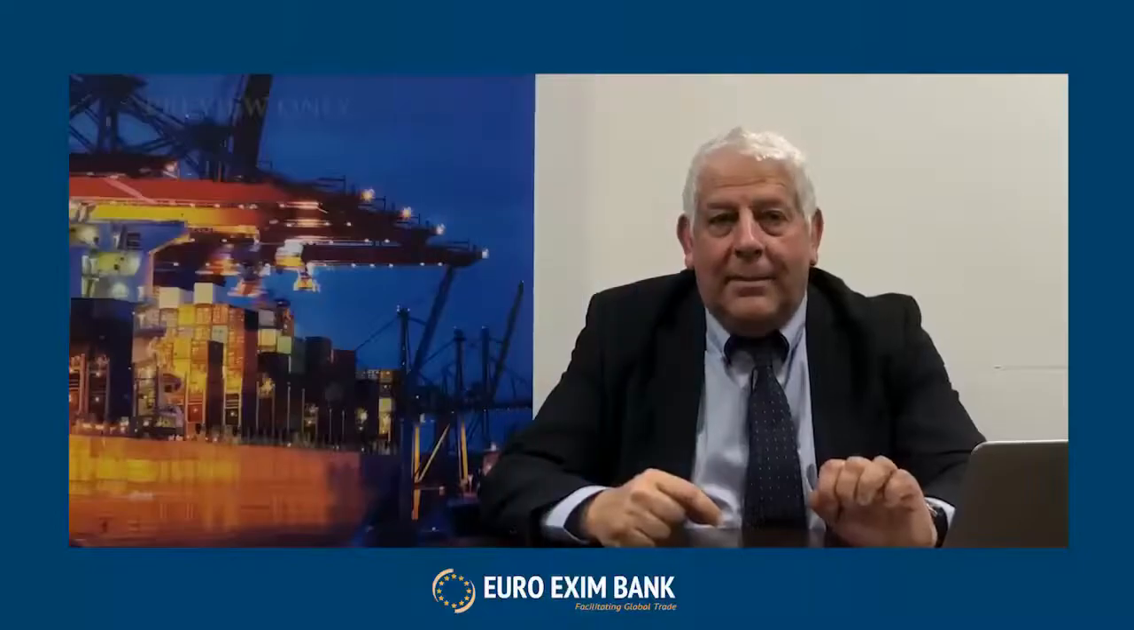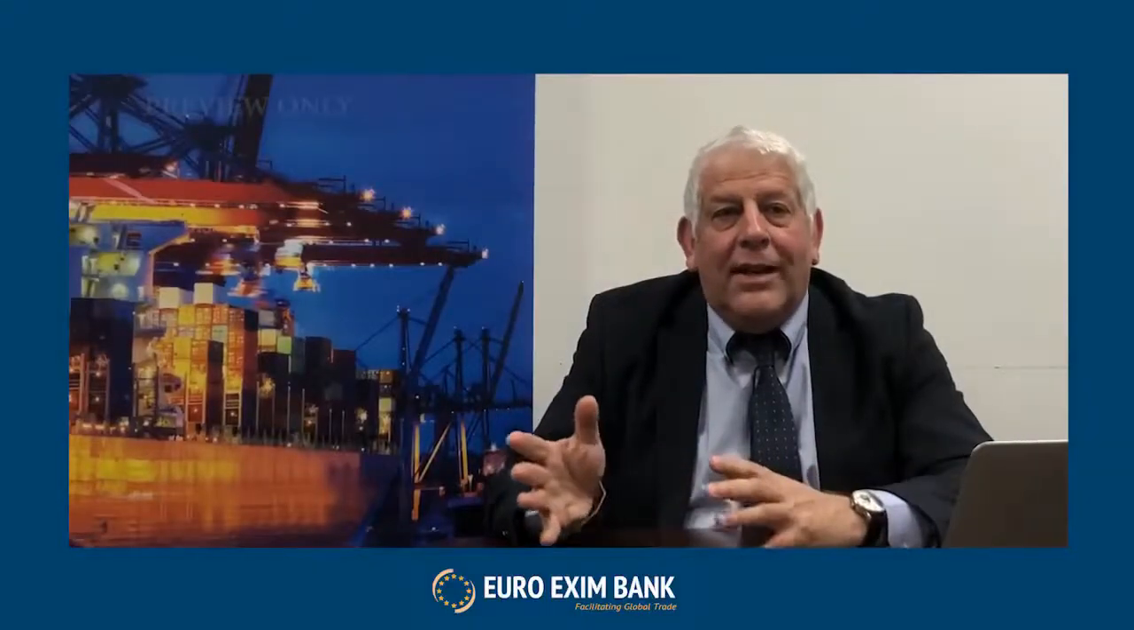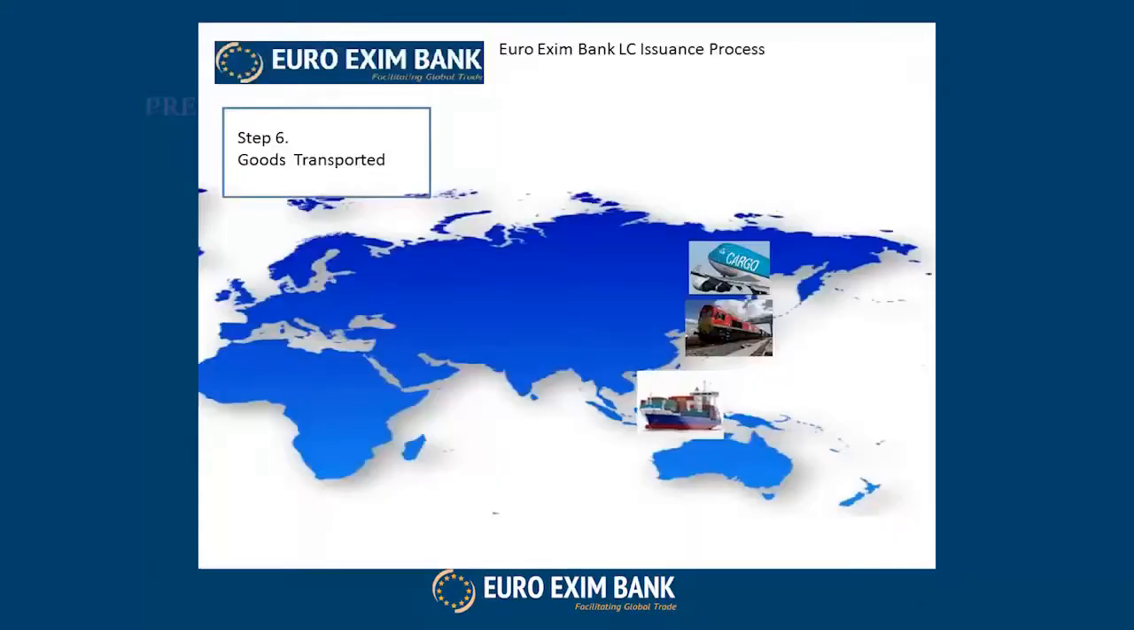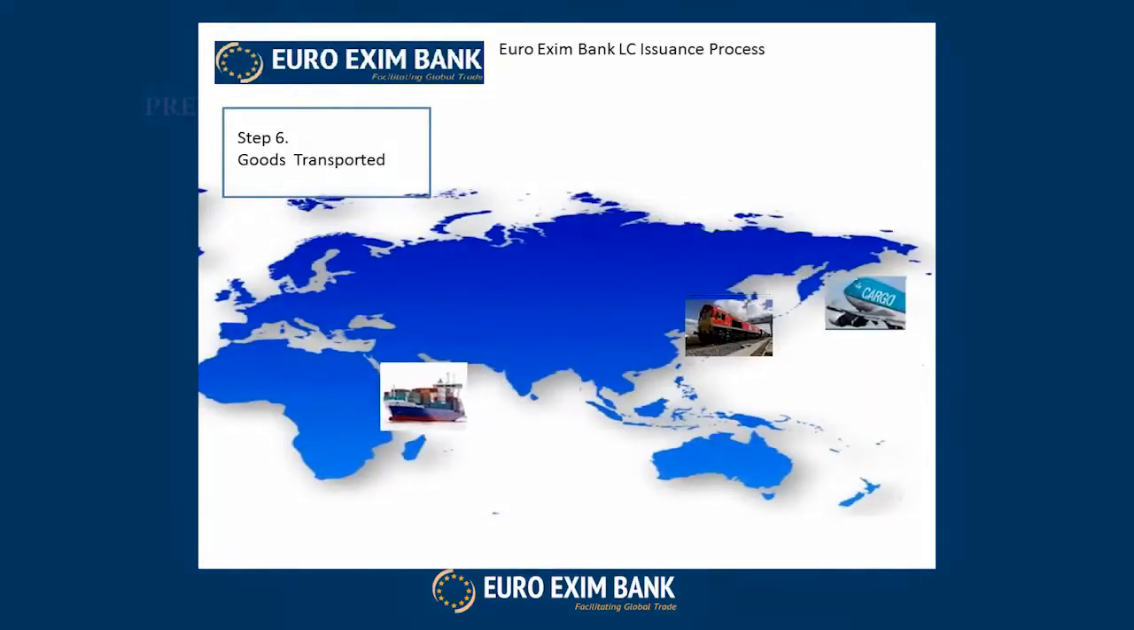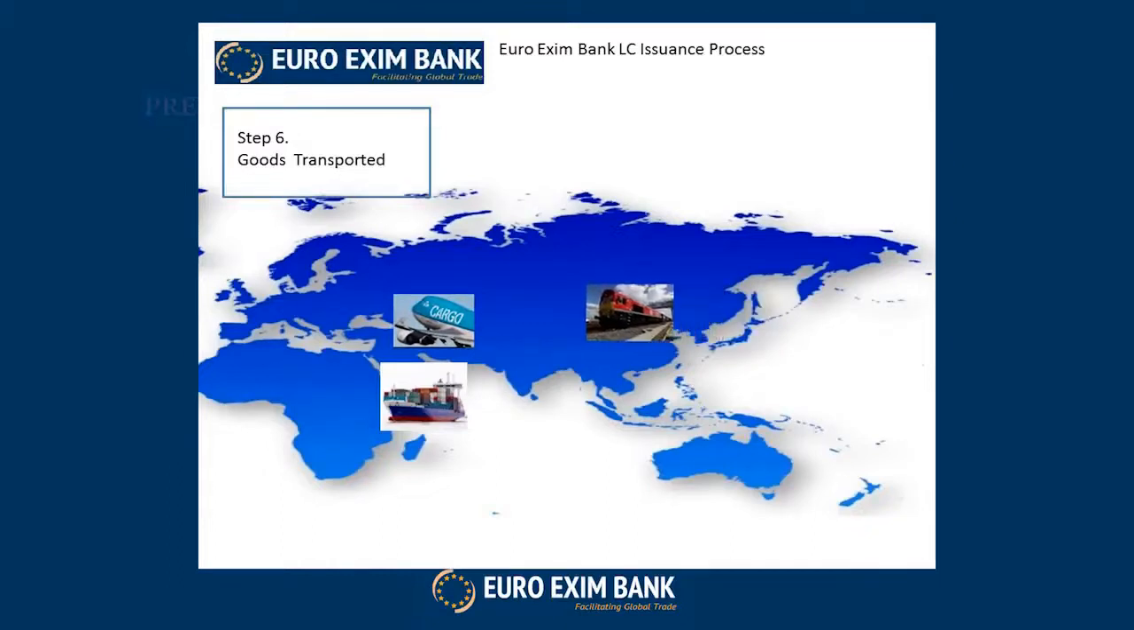The next step. Goods are then transported. As we know, this could be by ship, which can take a number of weeks to move, by air if it's smaller, and by rail as well. And we're experiencing more trades taking place with the One Belt coming from China through Europe into London, with trains with multiple goods on board.